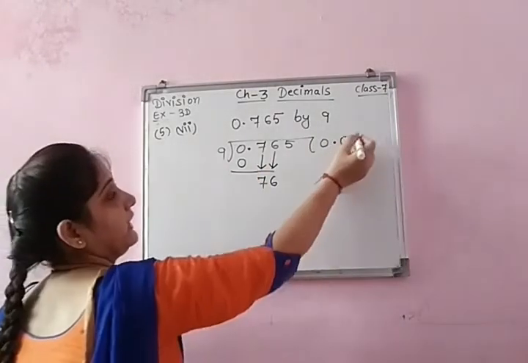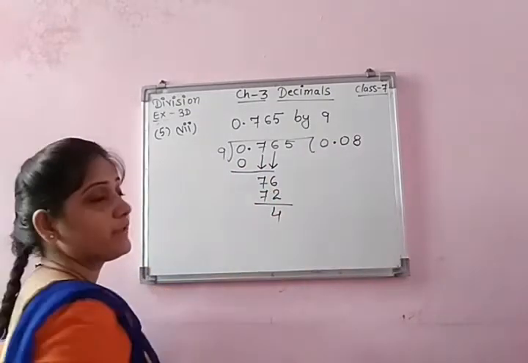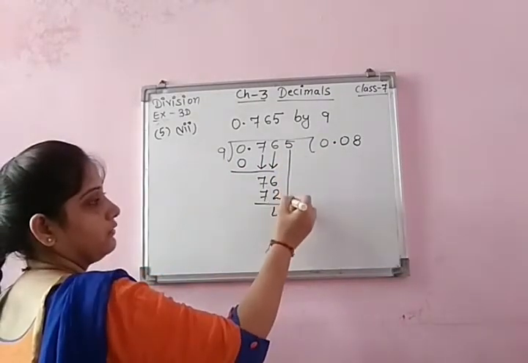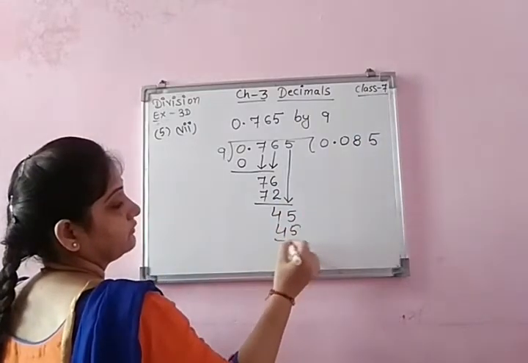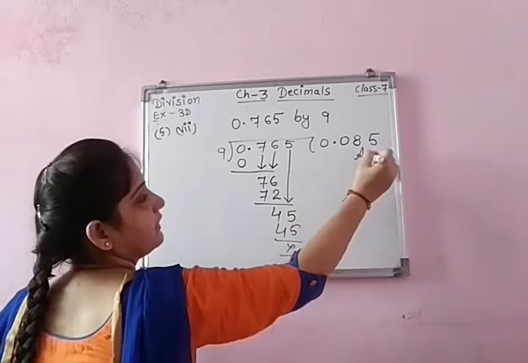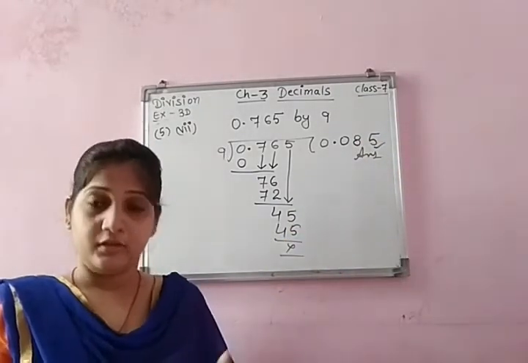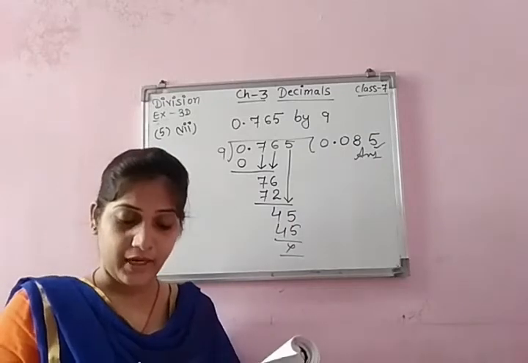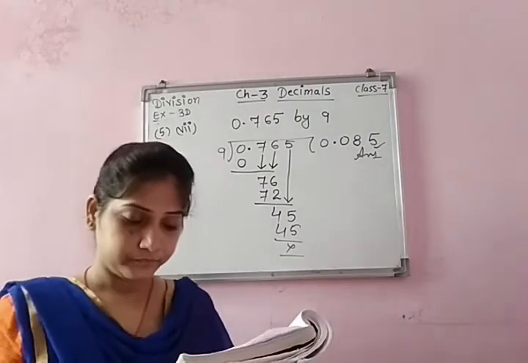Now 9 8s are 72. 6 minus 2 gives us 4. And copy down this 5 now. 9 5s are 45. Okay. So in this way we will get the answer 0.085. In the same way, the rest of the parts we can do. So let's solve one or two more parts.